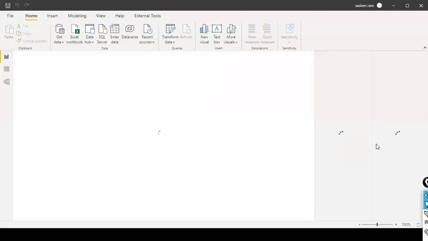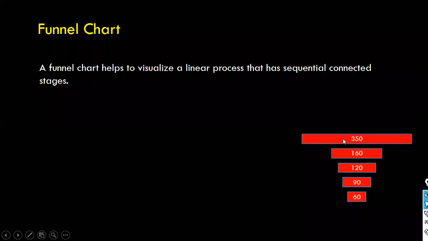So, how many of you are aware of the pyramid? I guess all of you are aware of the pyramid. If you see the pyramid image upside down, how does it look, right? The funnel chart appears like that. The top section of the funnel chart displays the wider area, which often decreases as it moves down into the channel. The funnel chart helps us to visualize a linear process that has sequentially connected stages.